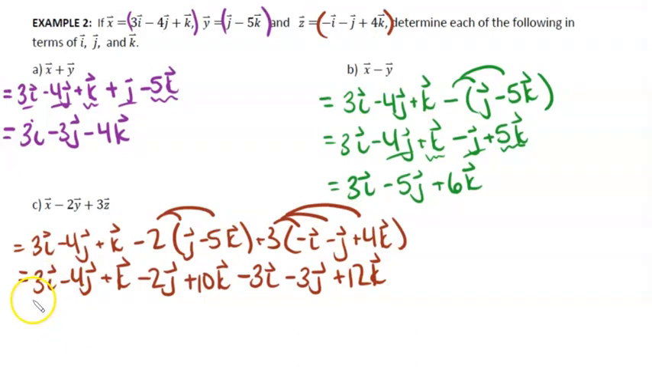So if I have 3 vector I minus 3 vector I, and those are the only I components, those go away to the 0 vector. We don't even have to write it. Okay, so you don't have to write 0 vector I. We just interpret that as the 0 vector. We can leave it out.